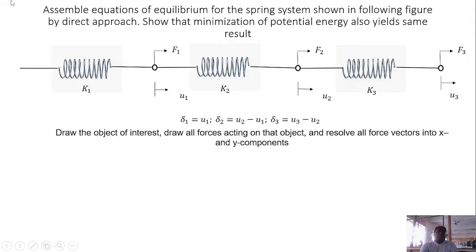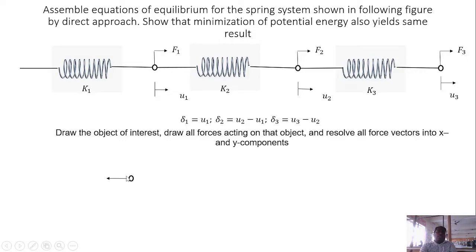So, if I consider the first spring, it has the force from left to right, and from the spring end towards the right-hand side. So draw the forces acting on the object. Here the object is the spring, and resolve all force vectors into x and y components. Let's see, I can explain with an example. Here you see the node, the circular element is the node. After that, what do I do?